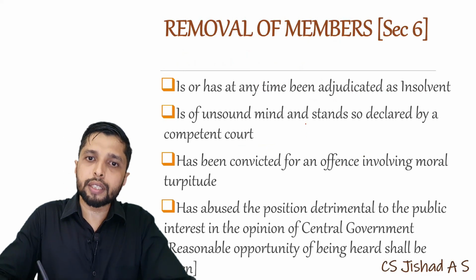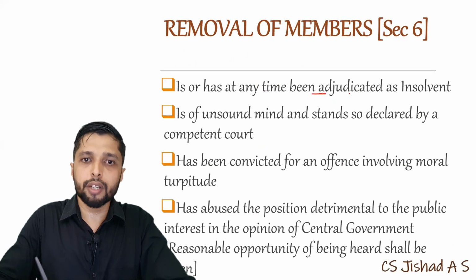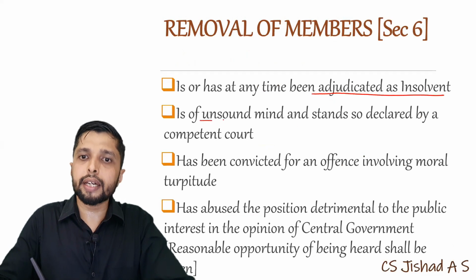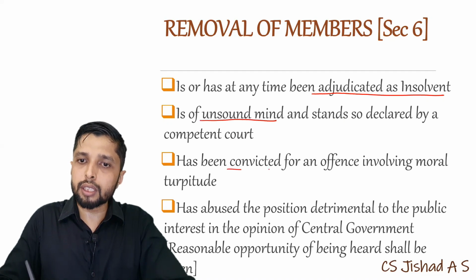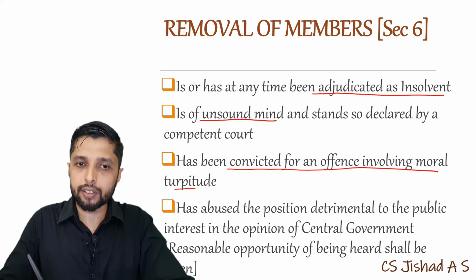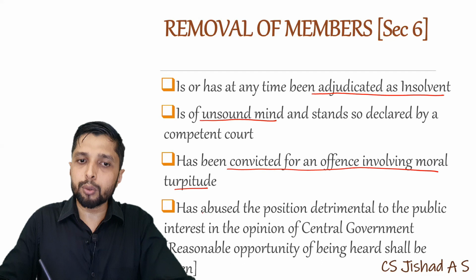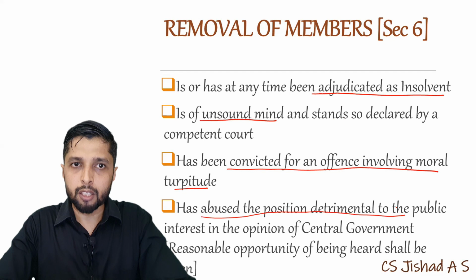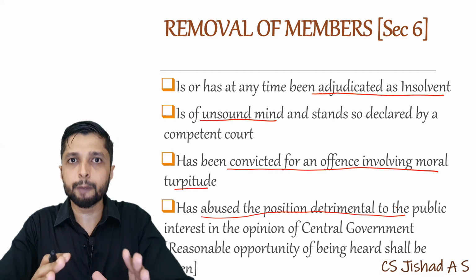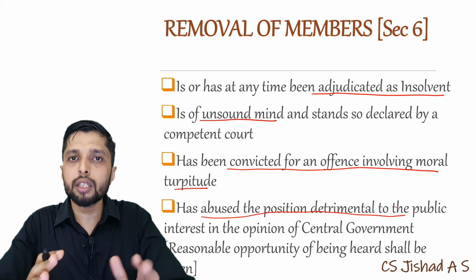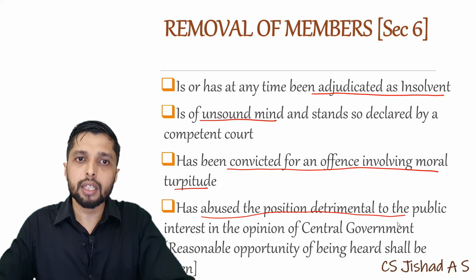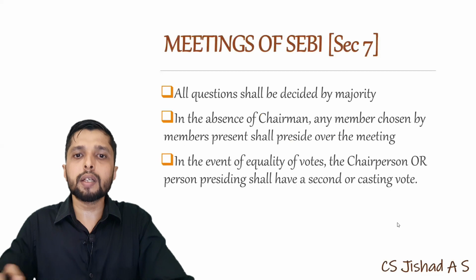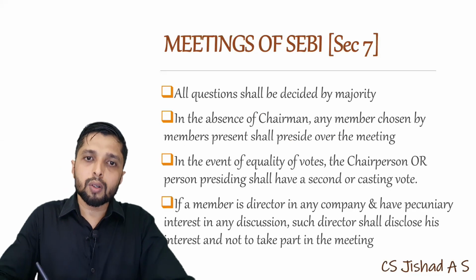Number 1 is a person who is adjudicated as insolvent. Number 2, unsound mind and so declared by a competent court. Then a person who has been convicted for an offence involving moral turpitude, unethical practices. Then a person who has abused position against public interest in the opinion of central government. Before removing the members under section 7, reasonable opportunity of being heard should be given. Now we'll move to meeting of SEBI. All the decisions will be taken by majority.